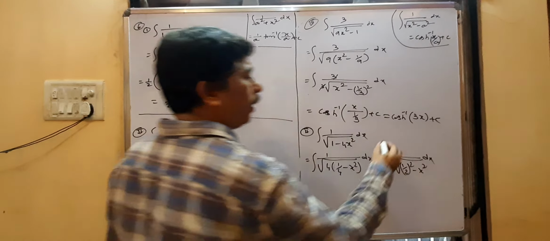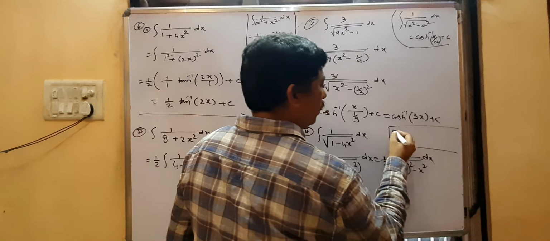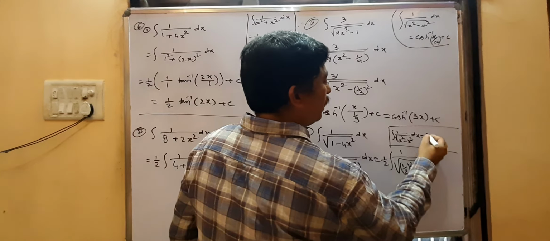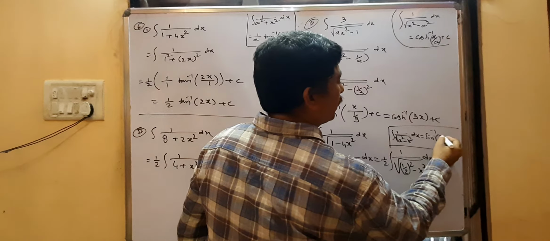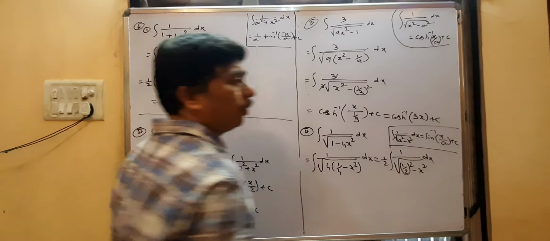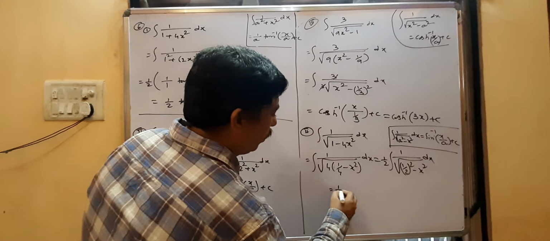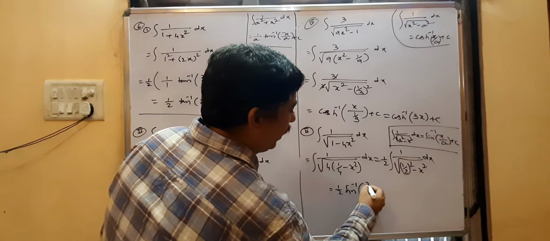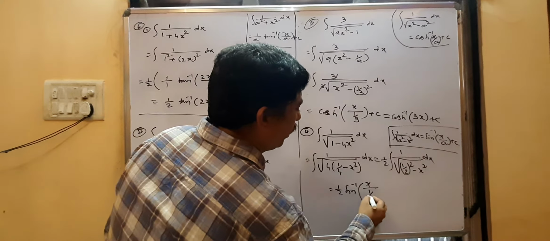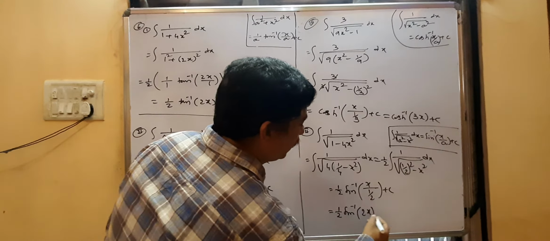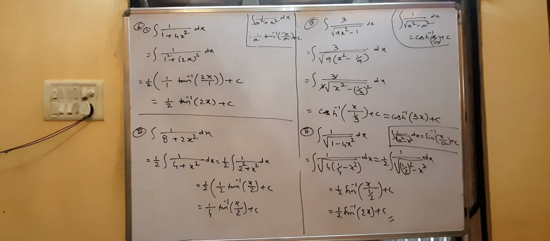What is the integral of 1 by root of a square minus x square dx? The formula is sine inverse of x by a plus c. So this is 1 by 2 into sine inverse of x by a, that is x by 1 by 2, plus c. That becomes 2x. So it becomes 1 by 2 into sine inverse of 2x plus c, which is the answer. Copy it.